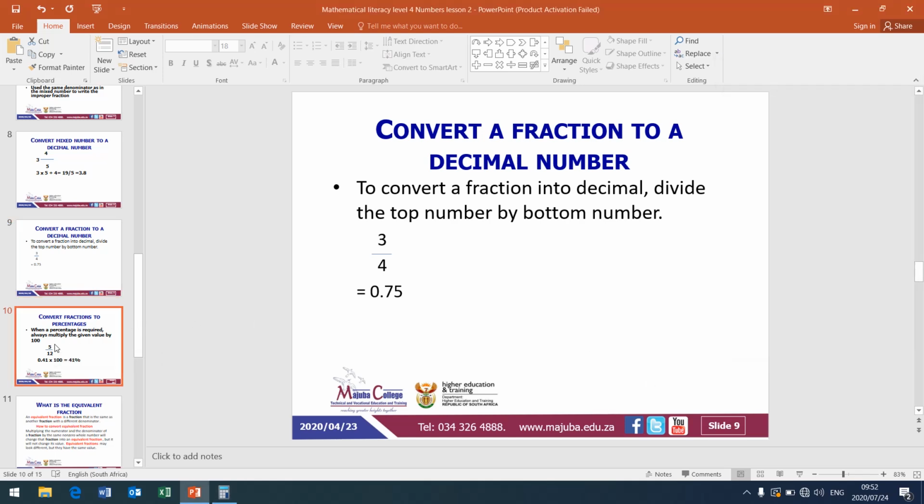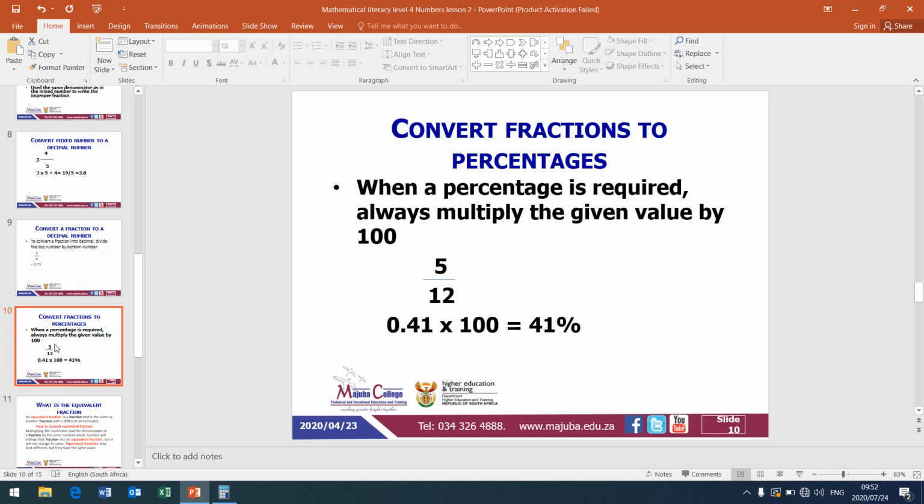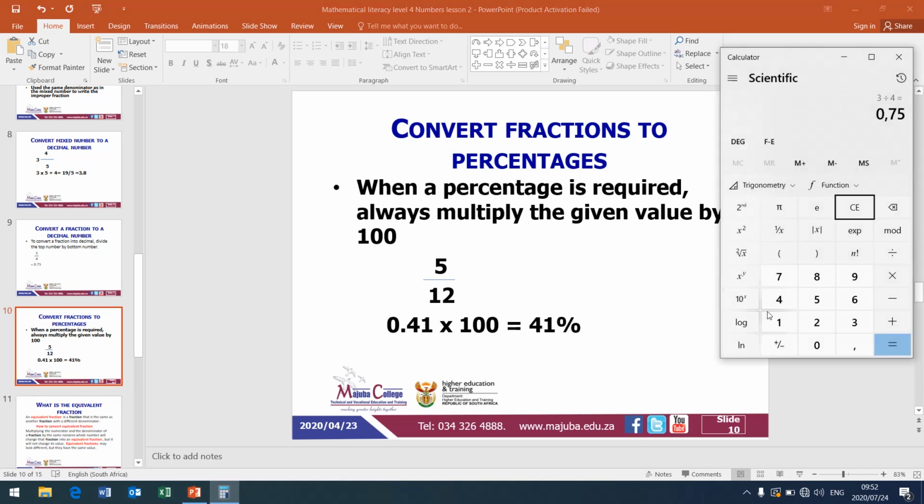Let us take another sum on how to convert a fraction to a percentage. Students, note that every time a percentage is required, always multiply the given value by 100. Let us take 5 divided by 12. That's a fraction. We convert it first to a decimal fraction. Thereafter, we multiply by 100, because every time we convert, we must multiply by 100. When we convert to a percentage, it will be 41%.